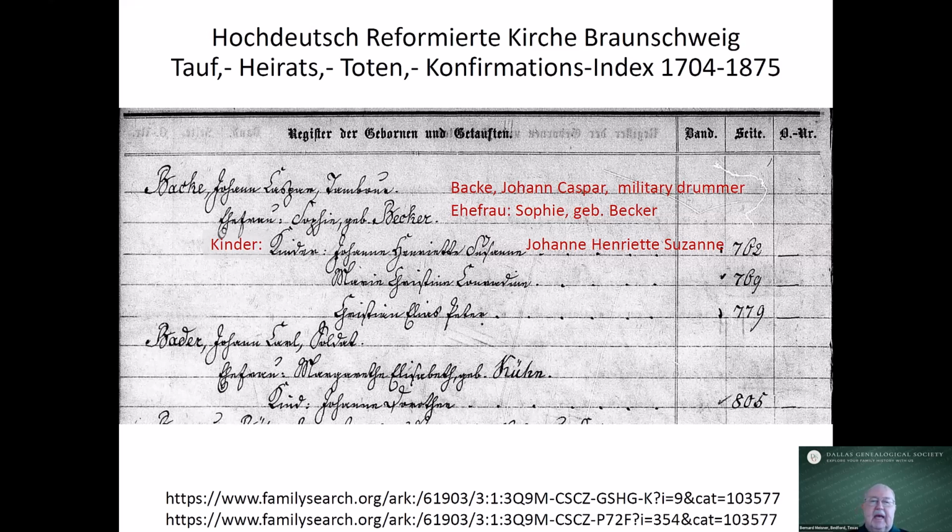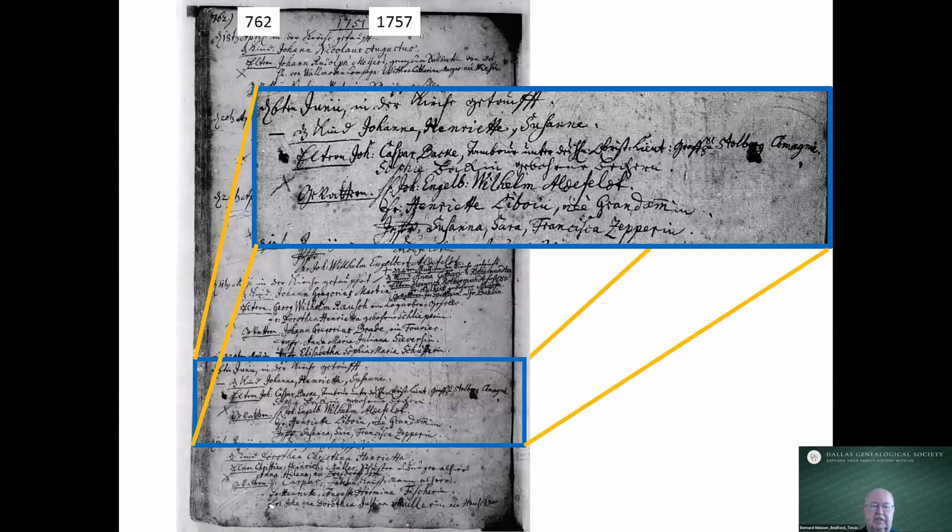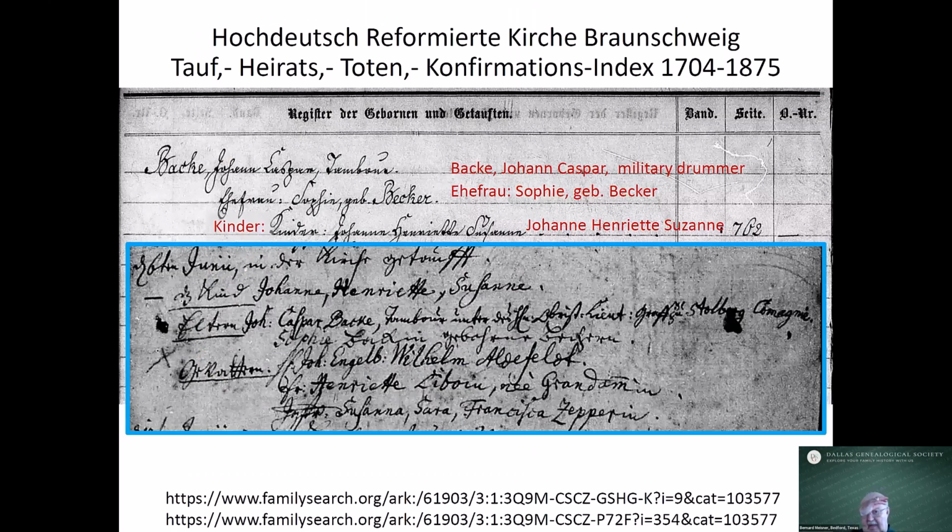Lots of good information. And then the 3 children, Kinder, first of which was Johanna Henrietta Suzanne, and her record, cited, is page 762. So I can go to page 762. The next to last record on the page is for her. So we can sort of look at that. And if you look at the names, notice the names are written in the Roman script. Johanna Henrietta Suzanne. You can sort of read that out. And you can see Johann Caspar Bacchi. And then they go into the German script for his profession, some of the other information.